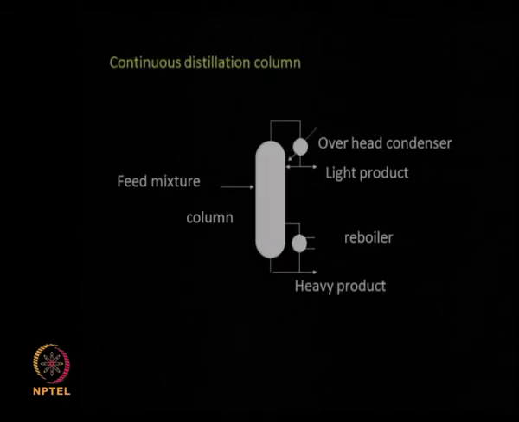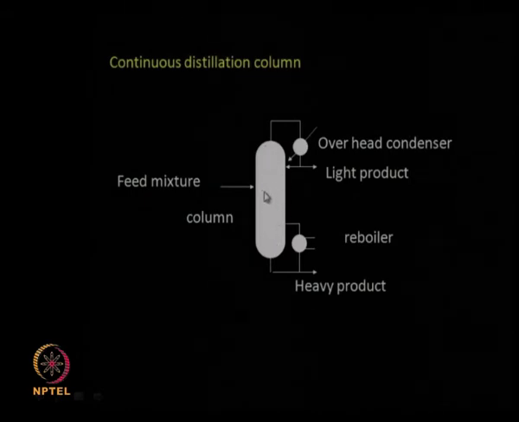Continuous distillation column. As the name implies, continuously you are feeding some mixture, and the heavy material comes down, it is heated up as a vapor, so it rises, the vapors get condensed, and then the light product is removed. Part of the condensate is sent back, that is called reflux. So the liquid travels down, the vapor travels up. By this particular operation, we are bringing the liquid and the vapor in contact with each other.